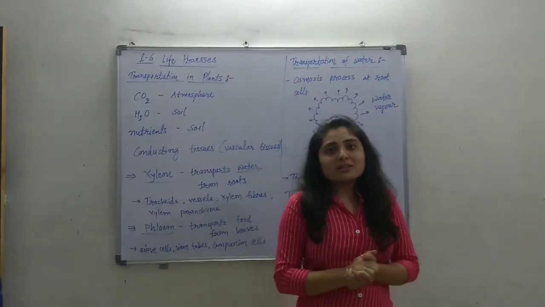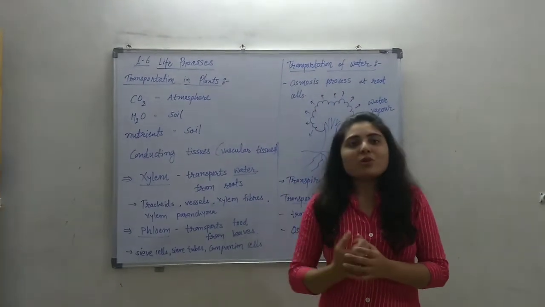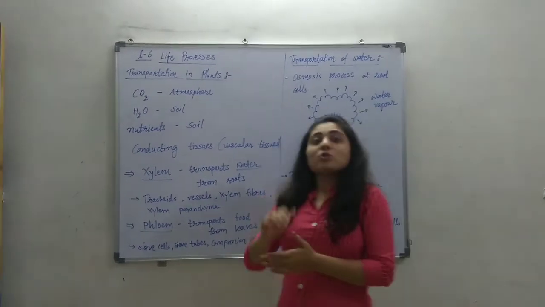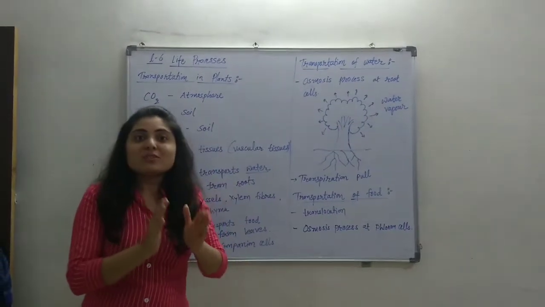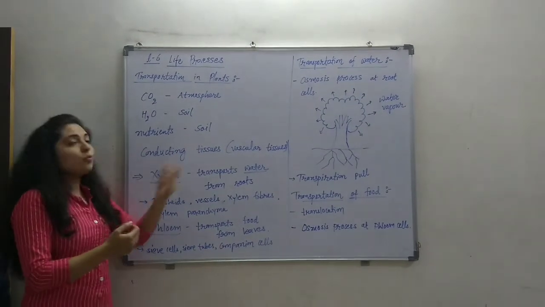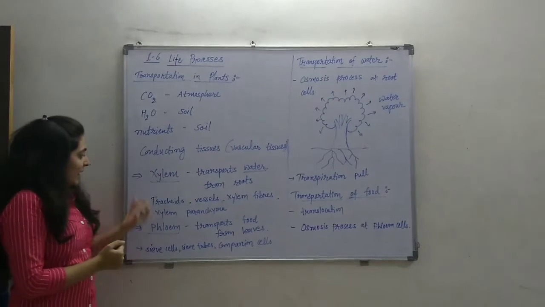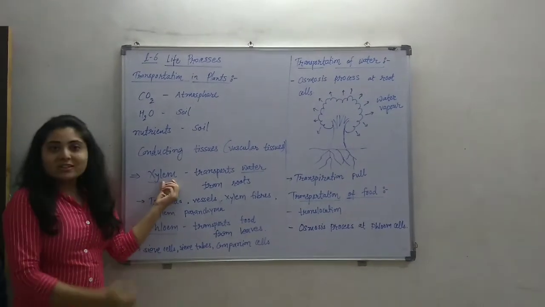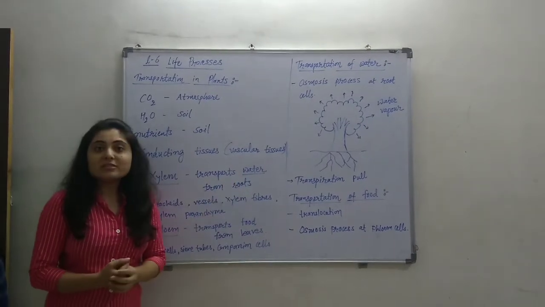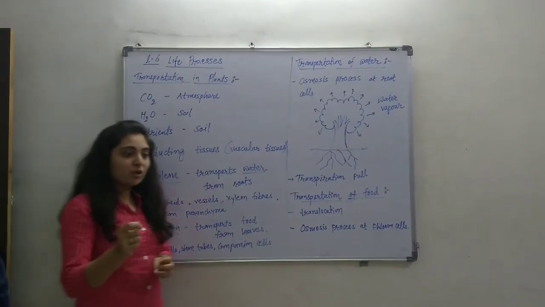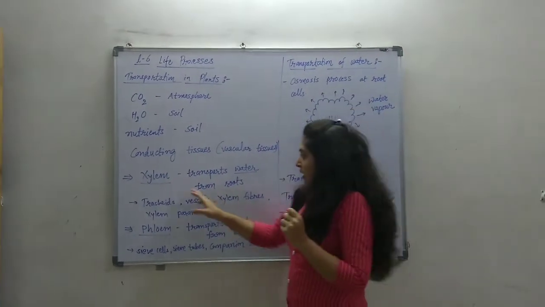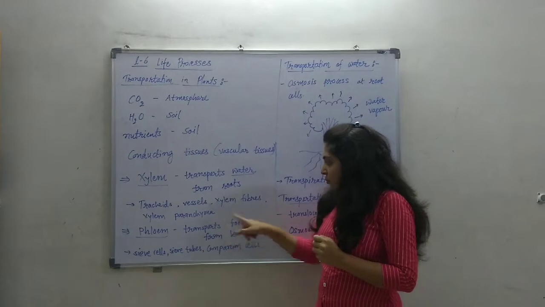Smaller plants don't have them, because the diffusion process alone is enough to take the water and material to the leaves. But taller plants need a particular transporting system, and this transportation system consists of two main conducting tissues, that is xylem and phloem. As we have learned in the previous classes, xylem transports water in the plant. Transportation of water is done by xylem tissue from the roots to the leaves, and phloem will transport food.